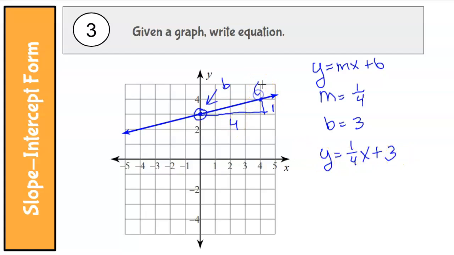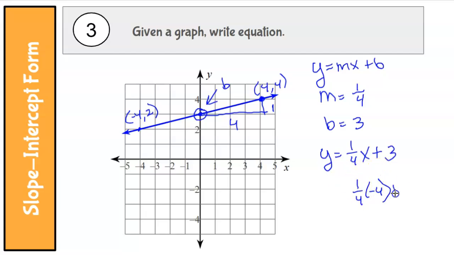Check this out right here real quick. This point right here is (4, 4). So 1/4 of 4 is 1 plus 3 is 4. How cool is that? Let's do this one real quick. This should be the relationship between that x and that y. This x and y should be a solution to this equation if we did it right.